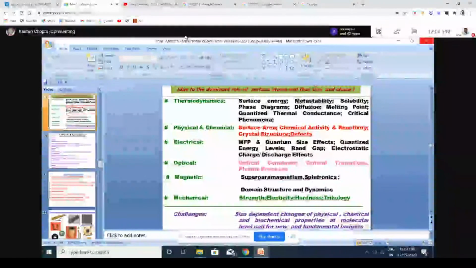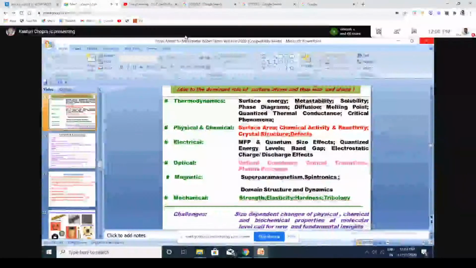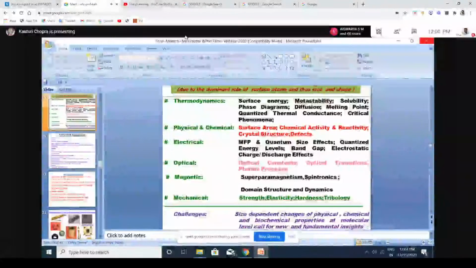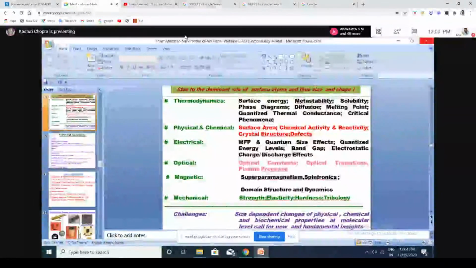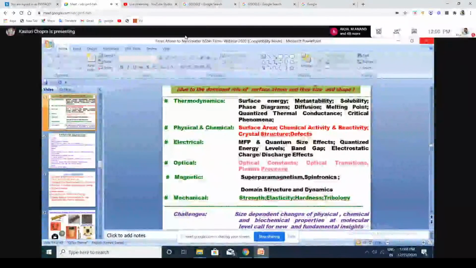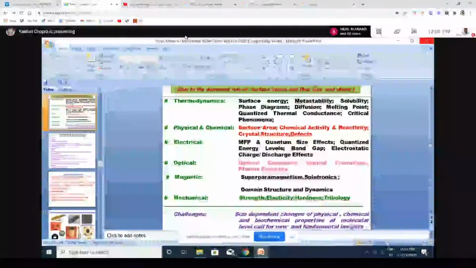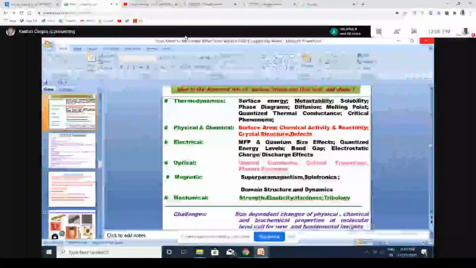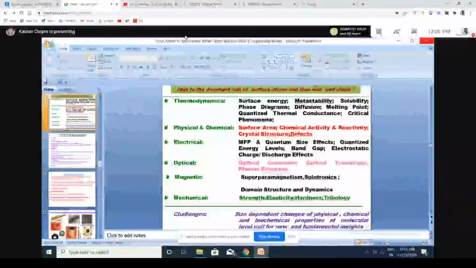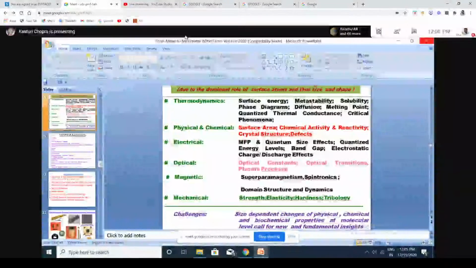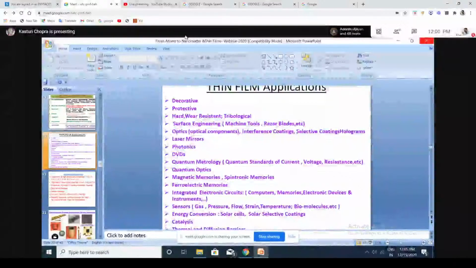For example, all these properties like tribology, hardness, the strength, they are strongly dependent on the surface. That's why mechanical people teach surface science. They have to teach it because a lot of things depend on that. So it's a very great challenge that size-dependent changes of physical, chemical, biochemical properties have to be looked at not just in the electron microscope for publishing papers, but from the point of view of fundamental insights. Okay.